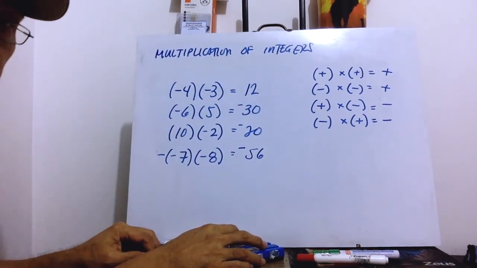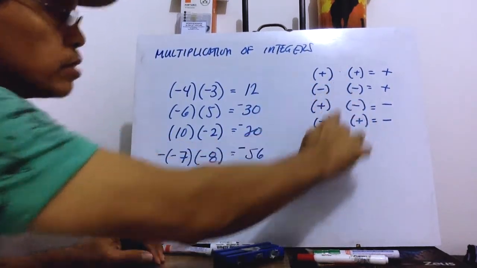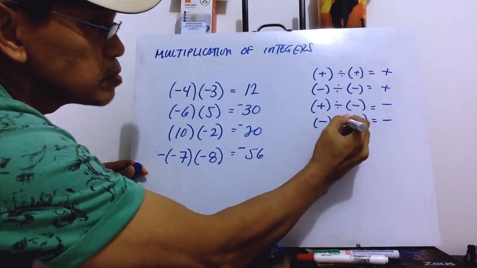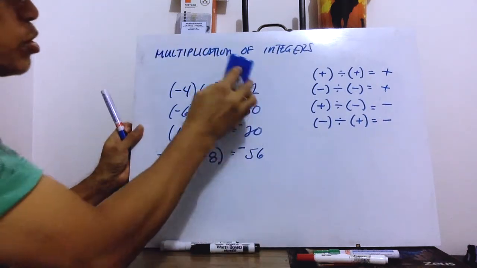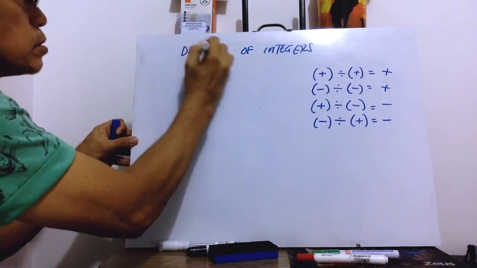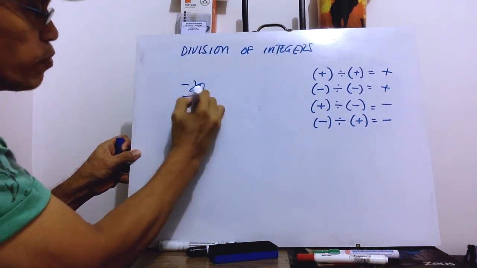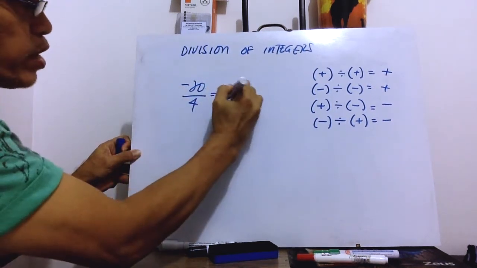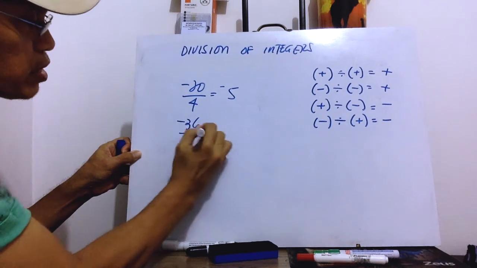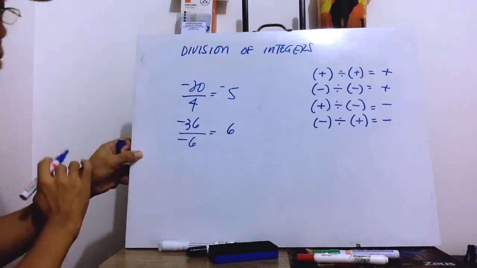Easy. All right. So, for multiplication, just have to remember this. How about division? Same thing. They have the same rule. All I have to do is change this to division. There. So same rule applies for division. For example, -20 divided by 4. 20 divided by 4 is 5. Different signs, negative. -36 divided by -6. Same signs, positive. Okay.